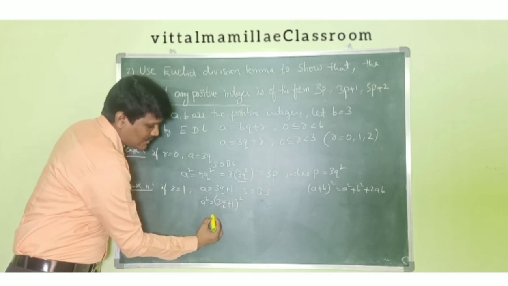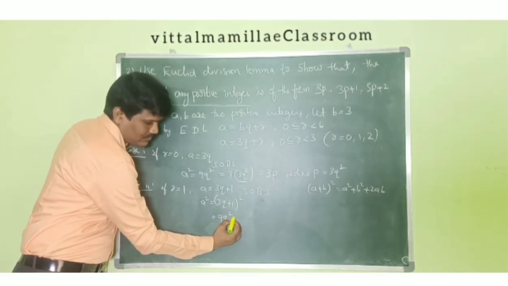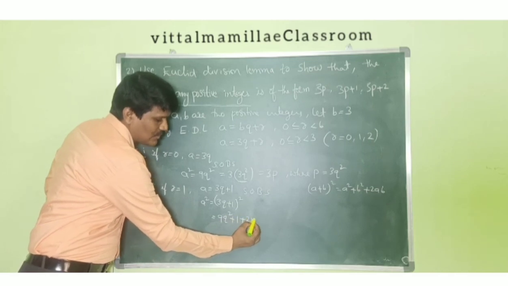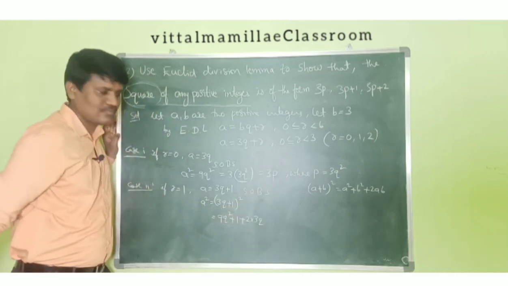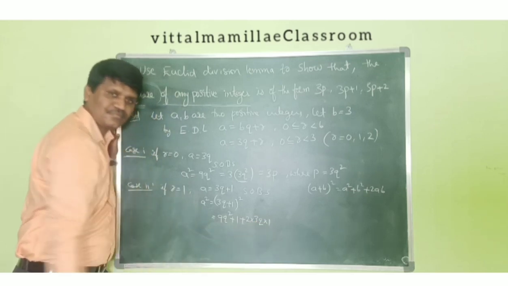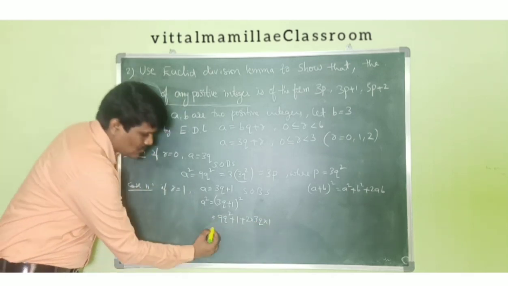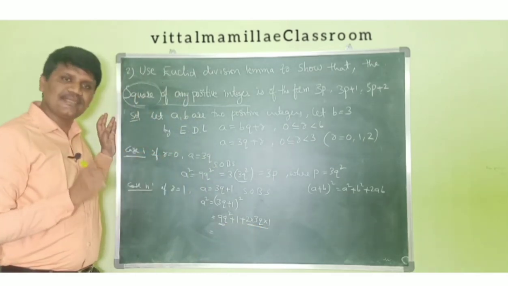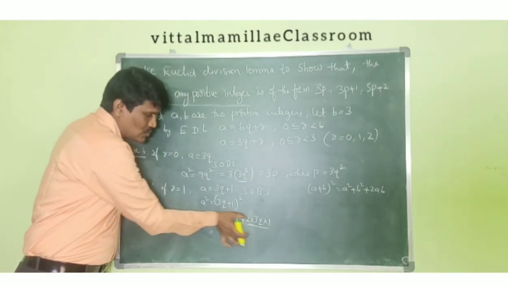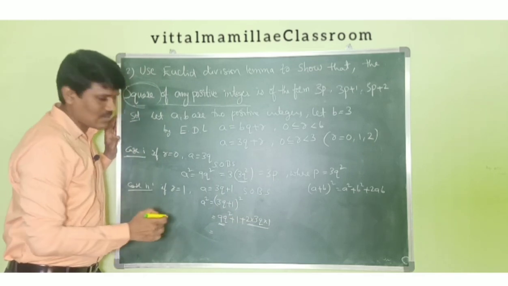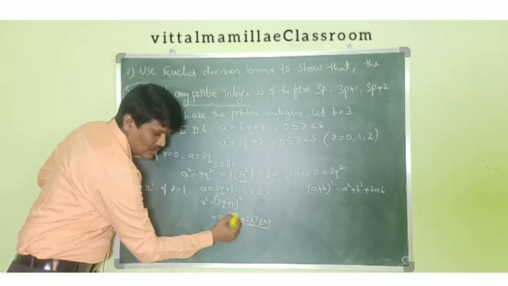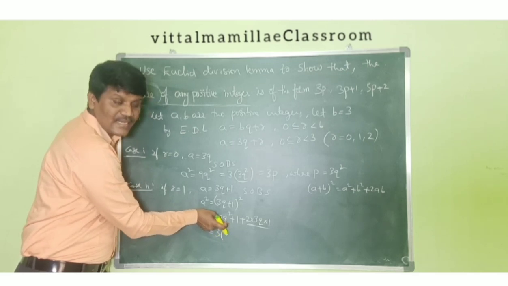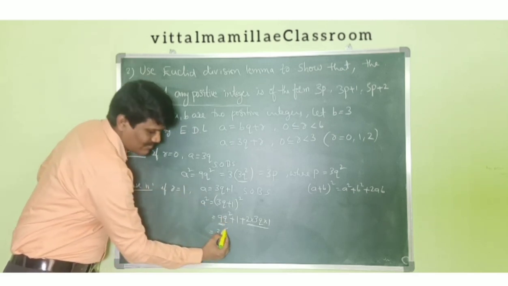So 3q square is nothing but 9q square, b square is nothing but 1 square, and 2ab is nothing but 2 into 3q into 1. Okay. So now if you observe, from these two terms I can take 3 as common. So from 9q square, if I take 3 common, what remains?